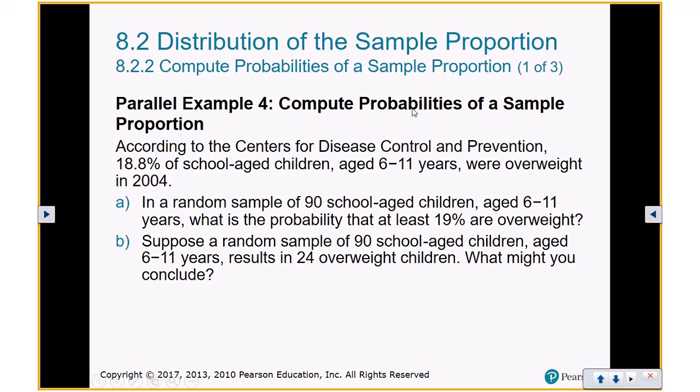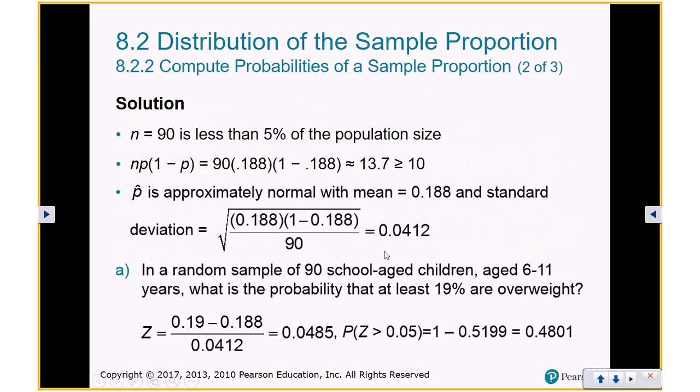Compute probabilities of a sample proportion. According to the Centers for Disease Control and Prevention, 18.8% of school-aged children 6 to 11 are overweight. All you need is that 18.8%. Now, in a random sample of 90 school-aged children, what is the probability that at least, okay, we have a different problem here. Right now, all they're giving us is p, and down here they're giving us 90, but they're saying, what if? And then down here, suppose a random sample results in 24 overweight children. So we've got a different problem, a what-if problem here. So you test it.